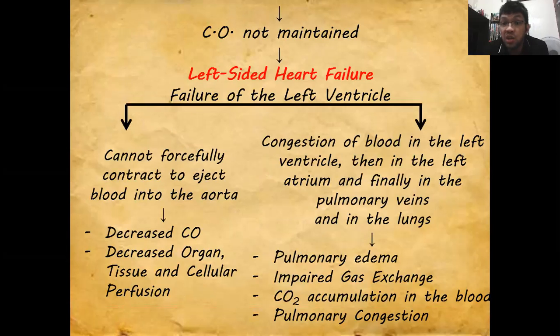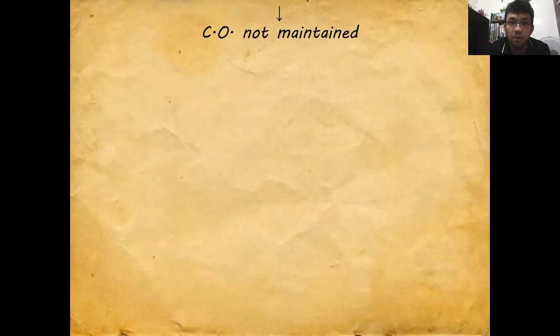While there will be congestion of blood in the left ventricle, then also in the left atrium, also in the pulmonary veins, and the blood will be stagnant in the lungs because it cannot move forward due to the weakened left ventricle. So, tendency is to have pulmonary edema. There will be impaired gas exchange, and carbon dioxide will accumulate in our blood. Now, signs and symptoms of pulmonary congestion will be manifested by the patient, like the ones I've mentioned earlier: crackles, dyspnea, shortness of breath, faint frothy sputum, and so on.